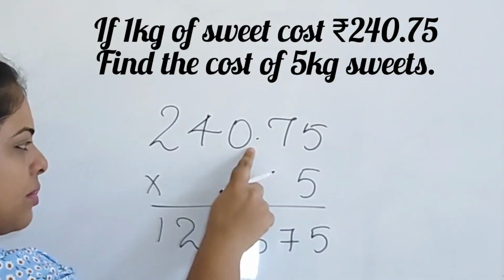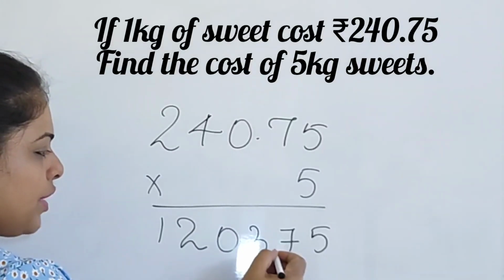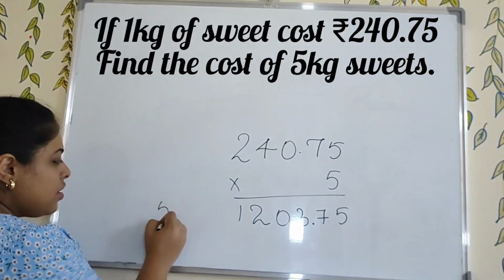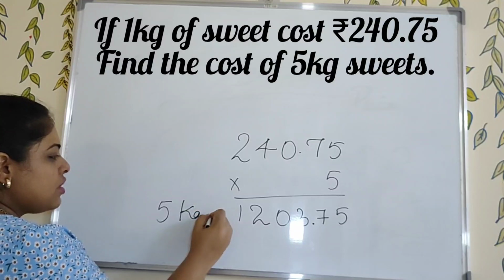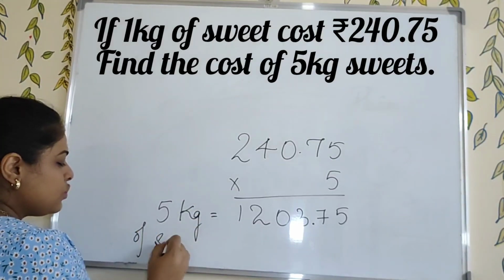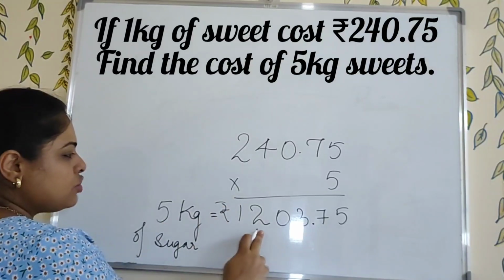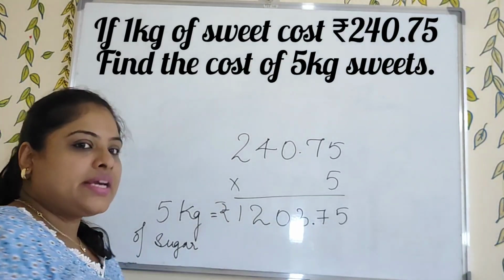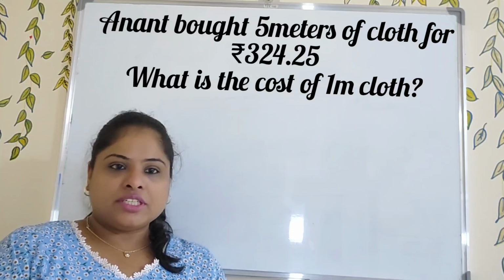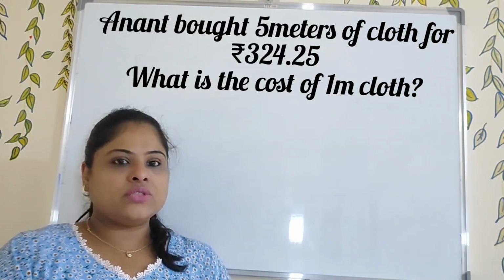Two numbers after the point. So we write 1, 2, so the point is over here. So 5 kg of sweets is rupees 1203 rupees 75 paisa.